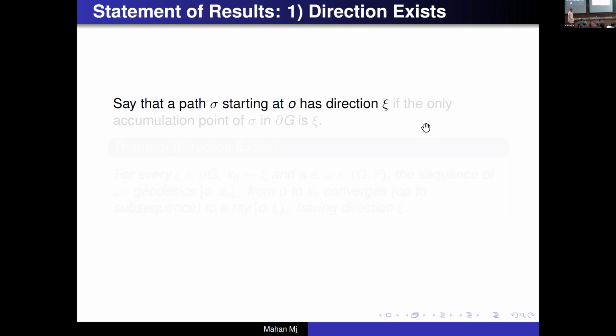And that's what it is. So you take a path, sigma, you start off at the origin. You say that it has direction A if the only accumulation point of this path at infinity is A, which means basically it does not have this worrisome problem that was found.